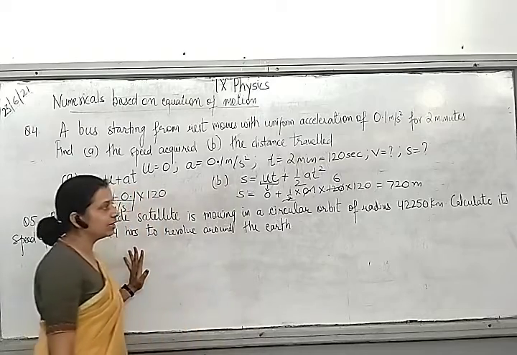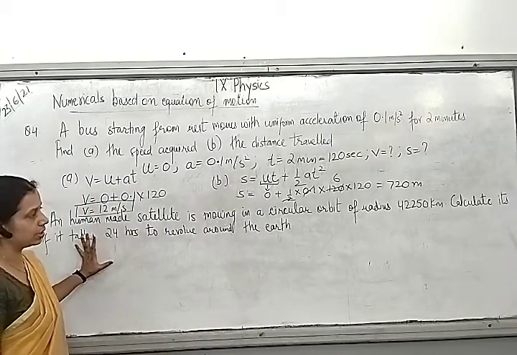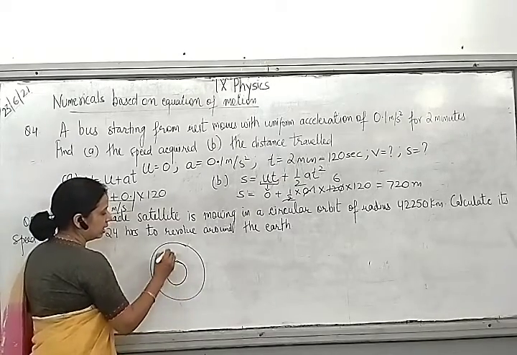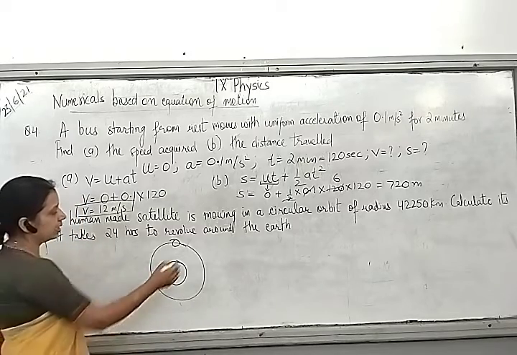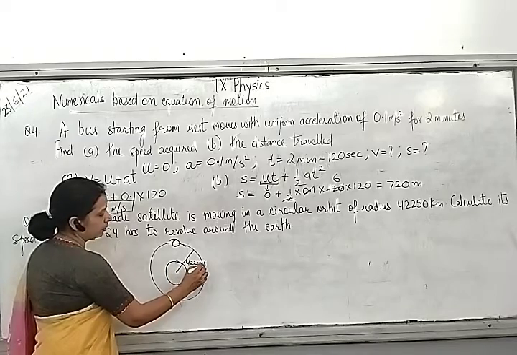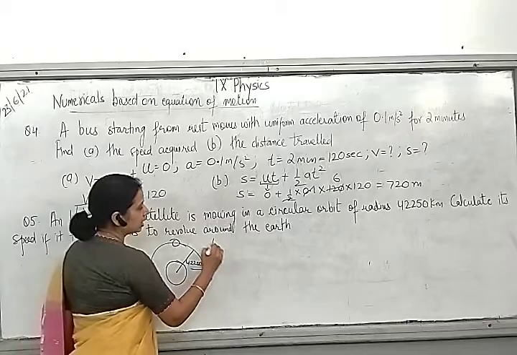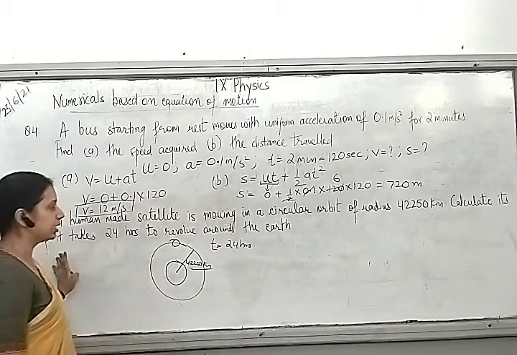First thing, what are the physical quantities given in the question? If I draw, this is Earth, let's say, and a satellite revolving around it. This circular orbit has a radius of this much. The time it is taking to cover is 24 hours. What you have to find is speed.